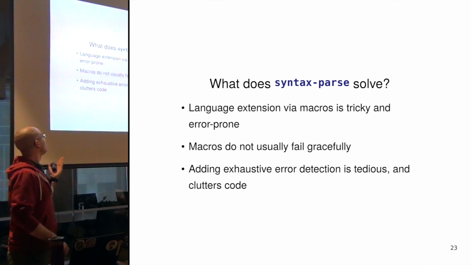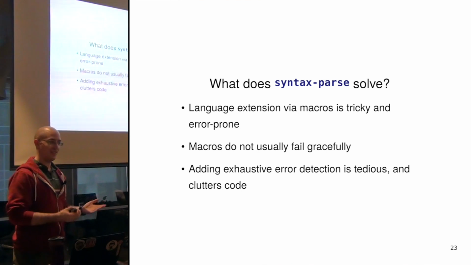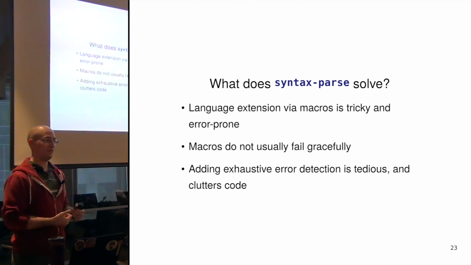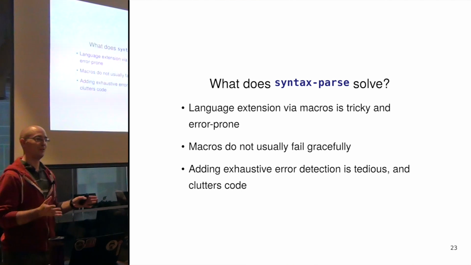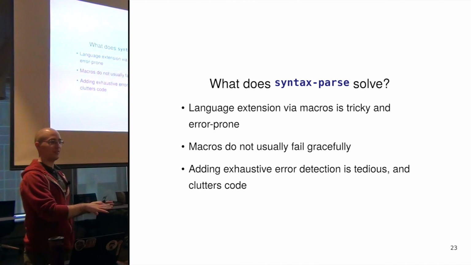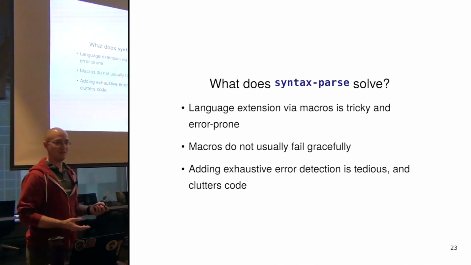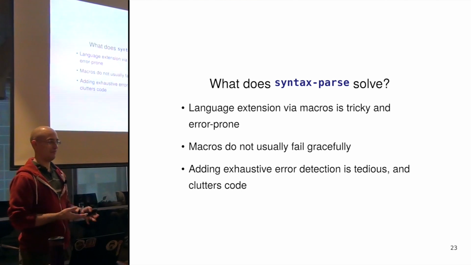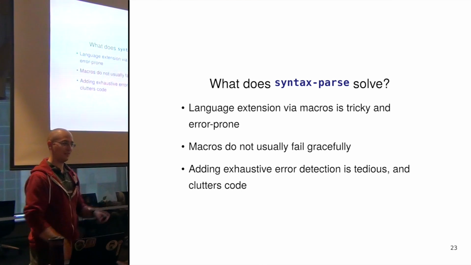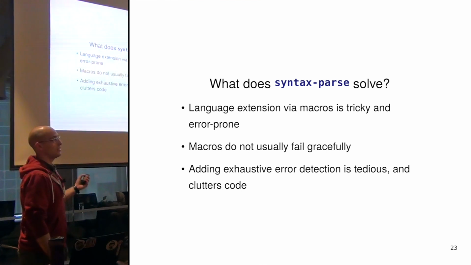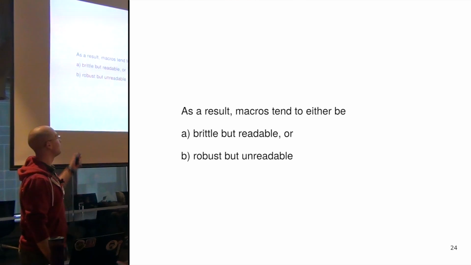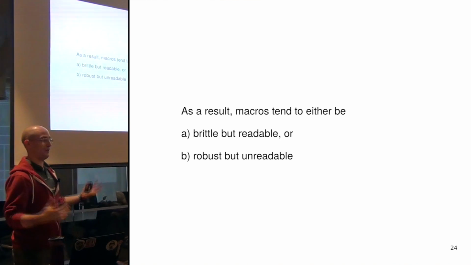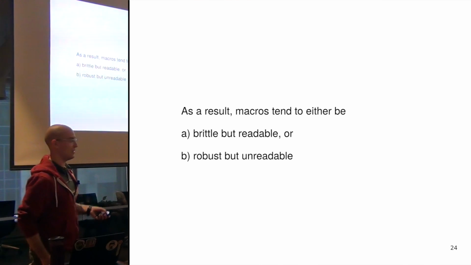Okay, so the problem with writing macros is that they tend to be very brittle. When you're extending a language with macros, it's very often the case that you will have a well-formed macro that will expand to code that just breaks at runtime, and debugging that can be kind of tricky. And also adding error reporting to your macro is tedious and will generally clutter your code significantly. So that's what syntax-parse tries to fix, right? So we have macros that are brittle and readable, or robust and unreadable, and then syntax-parse tries to bridge that gap by giving us readable yet robust macros.